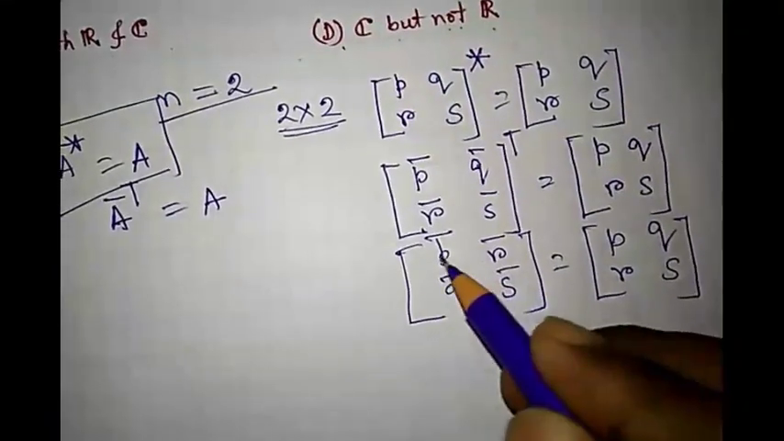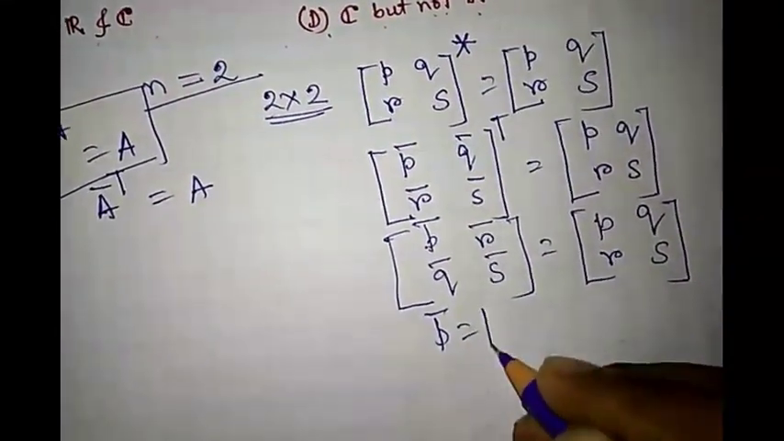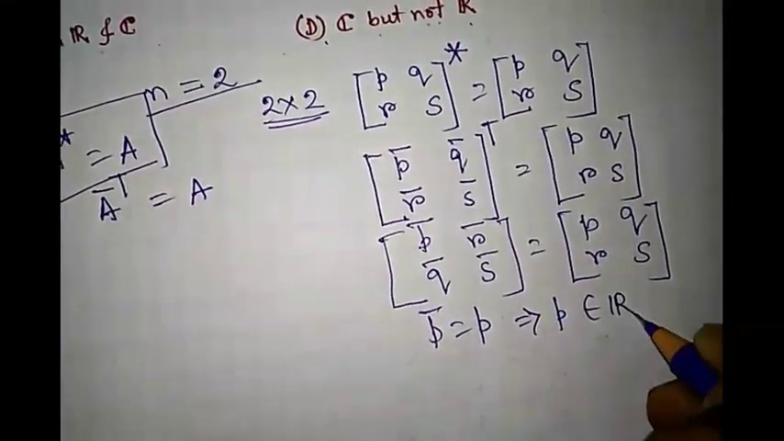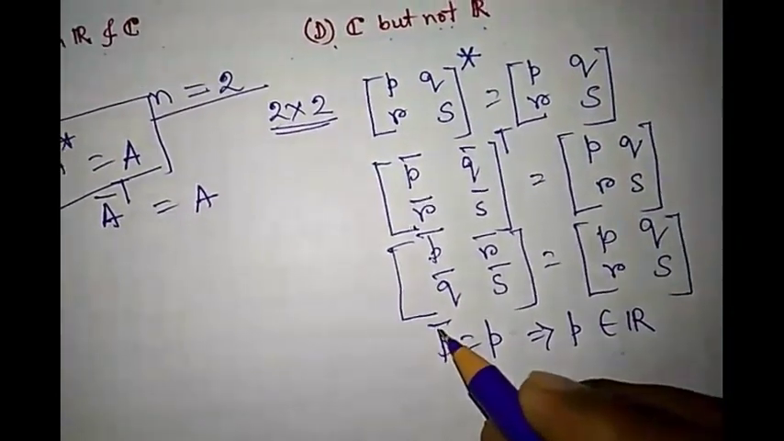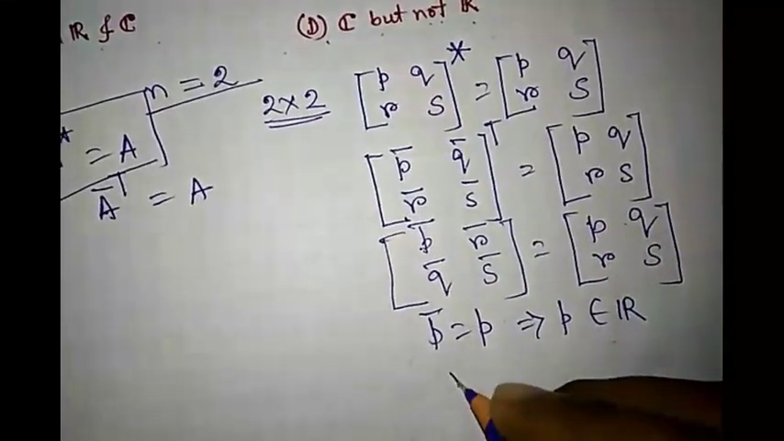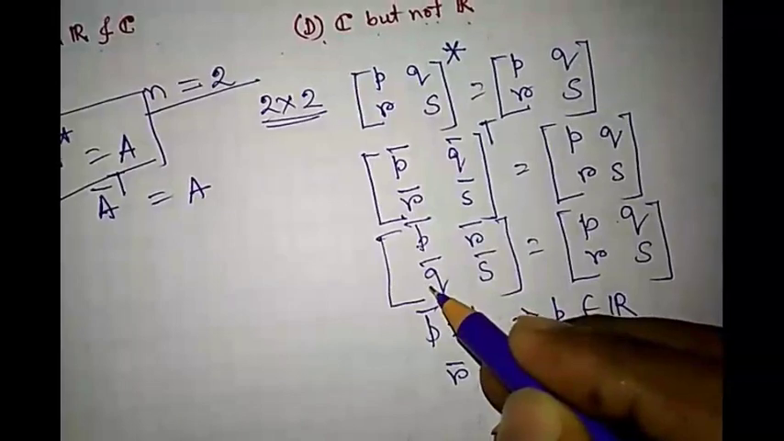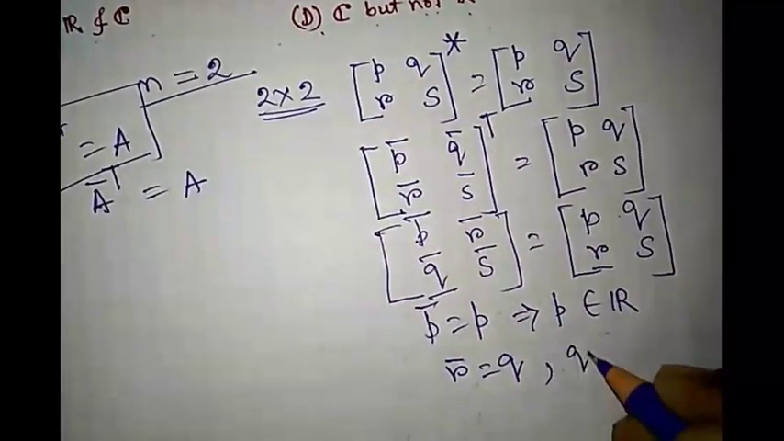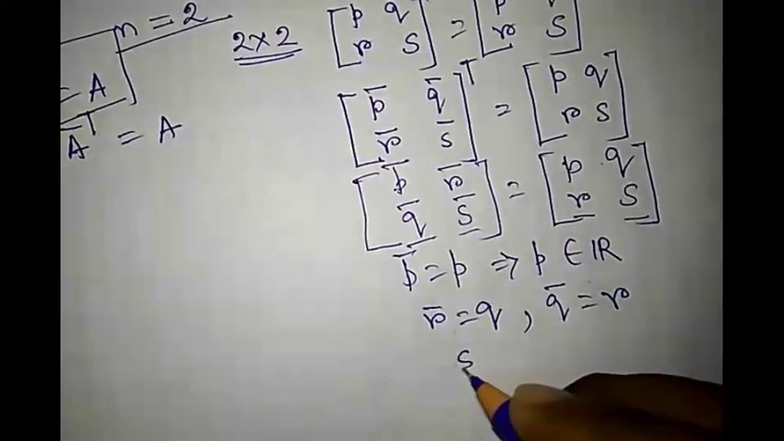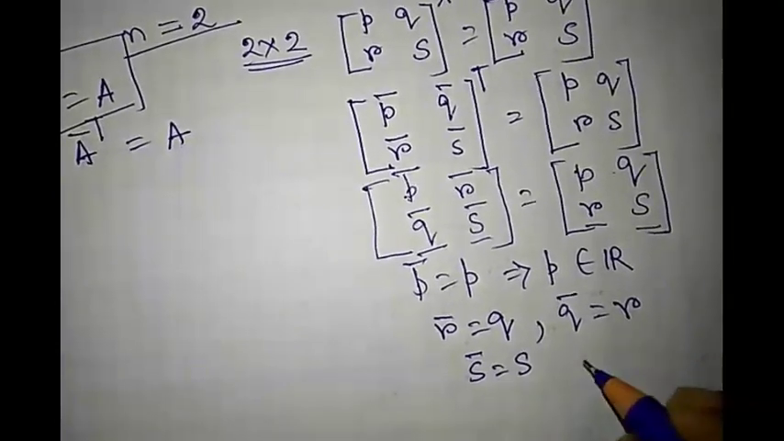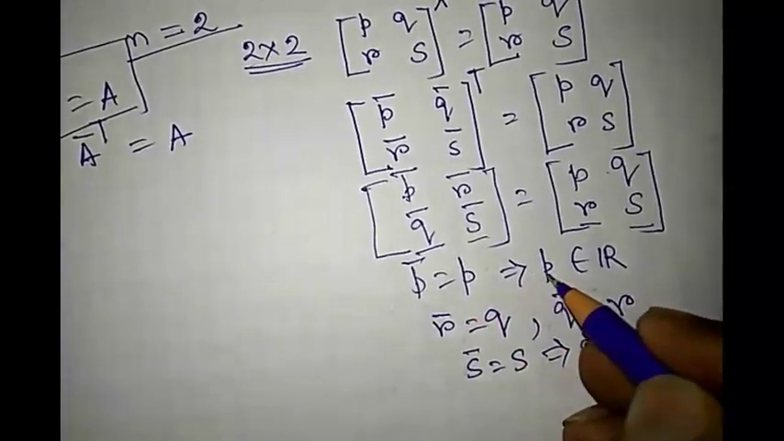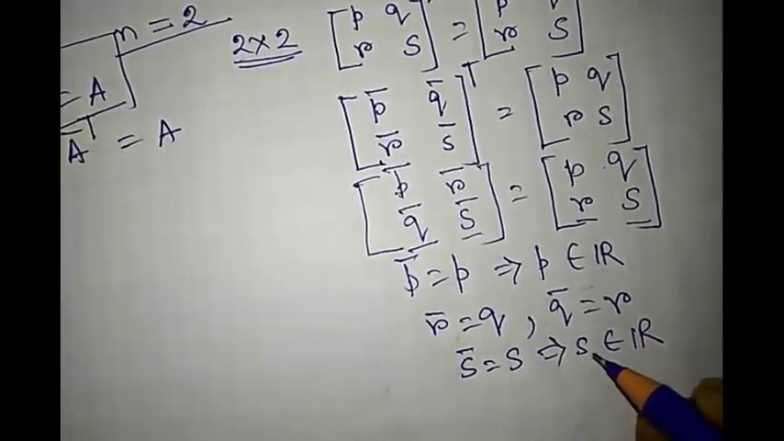Now what do we have? P bar equals P. What does it mean? It means P is a real number, because it is the same as its complex conjugate. Now we have R bar equals Q, and from this Q bar equals R. And here we have S bar equals S. What does it mean? It means S is a real number, for a similar reason as P is a real number.